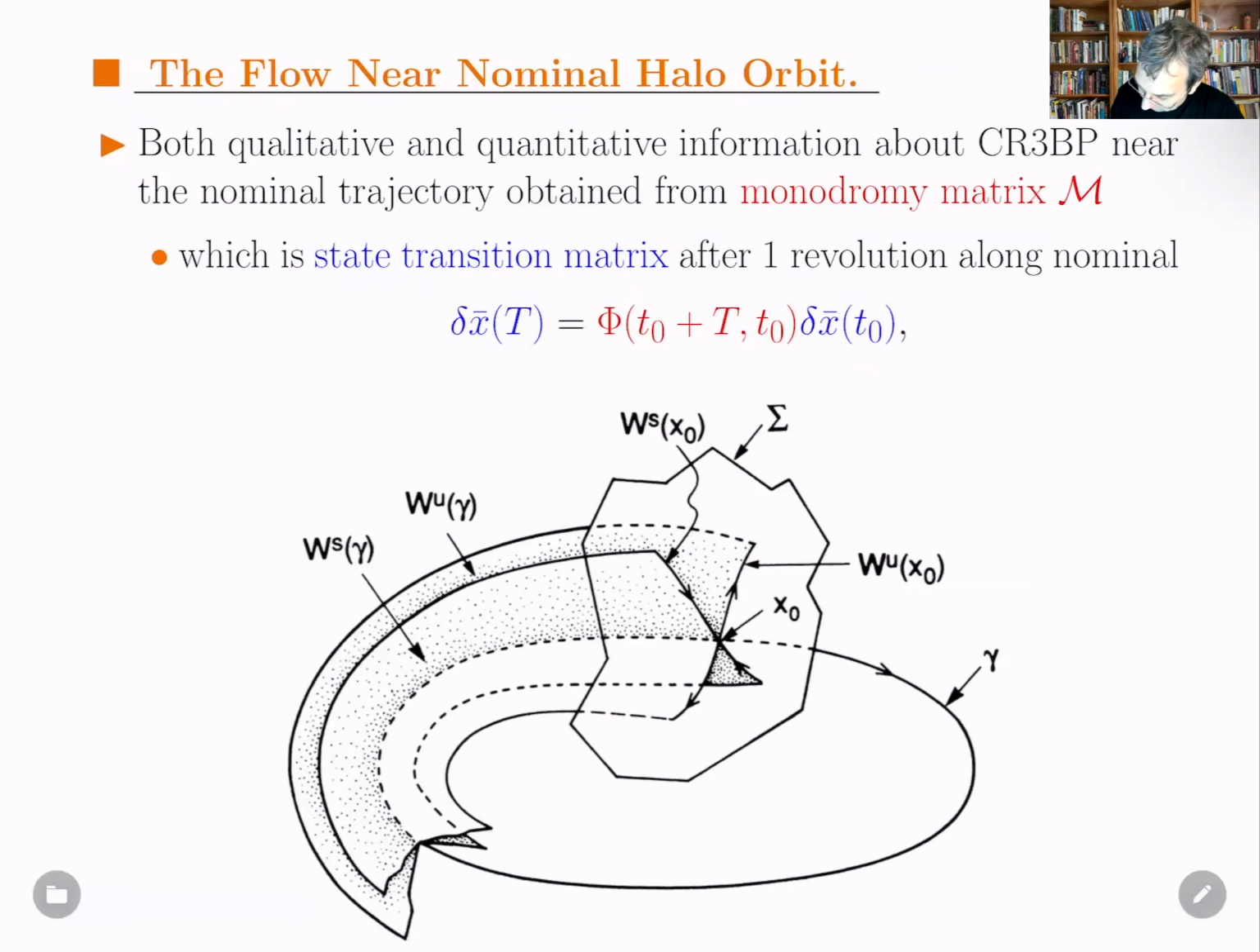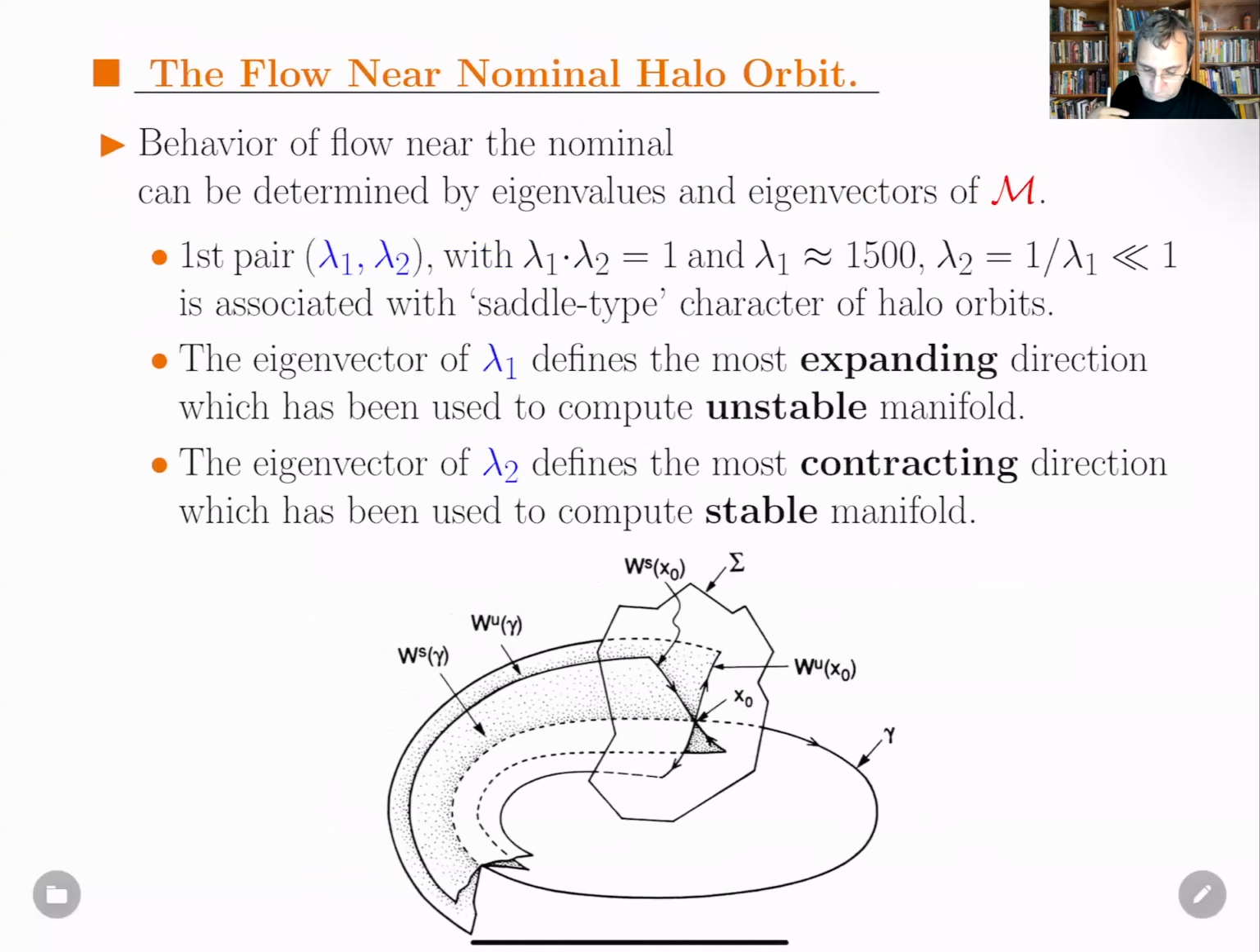Right, this is just restating that. So we're getting the monodromy matrix, which is this matrix here. It looks at how small variations evolve over one period. And what we've done before is we look at the eigenvalues and the eigenvectors. Now, because M is 6x6, we have 6 eigenvalues to look at.